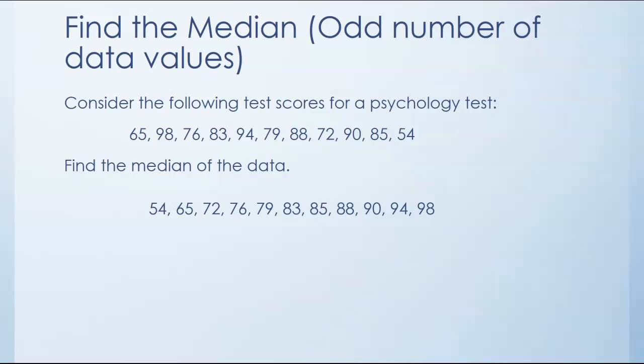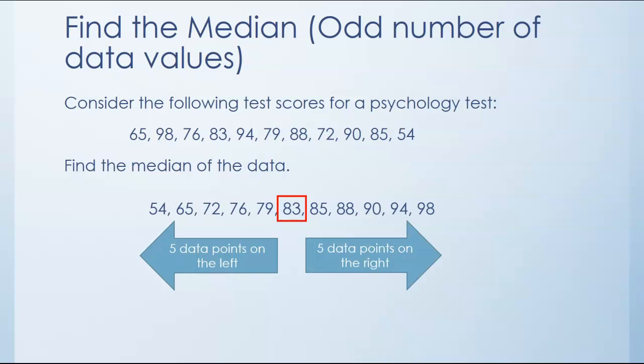So all we're going to have to do to find that is start at 54 and count our way up. We're going to go 1, 2, 3, 4, 5, and 6. So 83 is our median. And one thing I want you to notice when you look at 83, if I look to the left of 83, I have 5 data points to the left. And if I look to the right of 83, we also have 5 data points to the right. Because remember, your median is literally the middle of your data. And so 83 is the middle of our data.